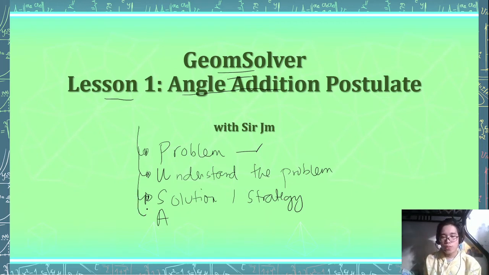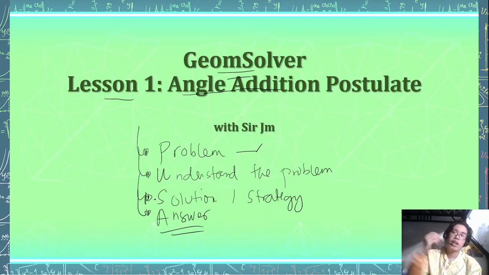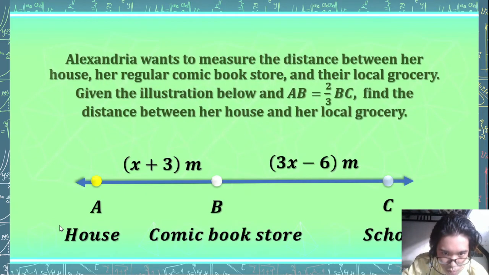And of course, in math problems, there's going to be the answer. Sometimes there's going to be just one correct answer, and sometimes there might be two correct answers. For example, when you have quadratic equations, you're going to have positive answers and then negative answers. We're going to see more of those in our next lessons. So for now, let's go to our first problem.